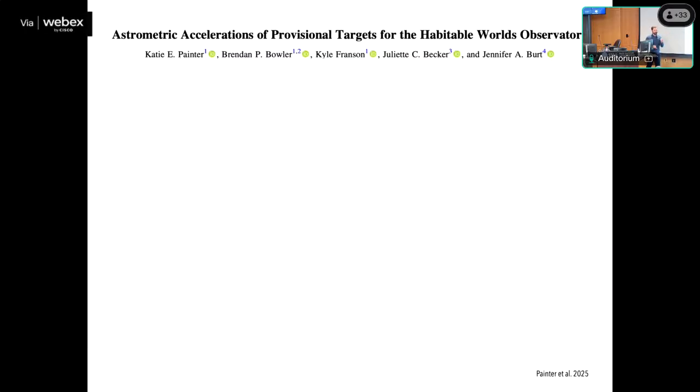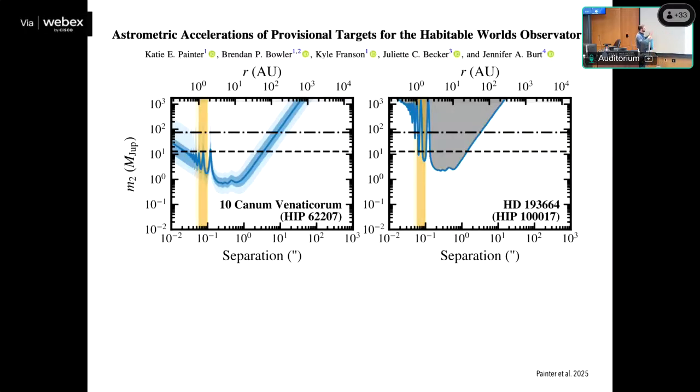I didn't even mention life, right? We could find life with these in principle, metabolic byproducts of life. But it's important to map out what is known about these nearby sun-like stars. So there have been lists of promising stars that might ultimately be target lists for HWO.